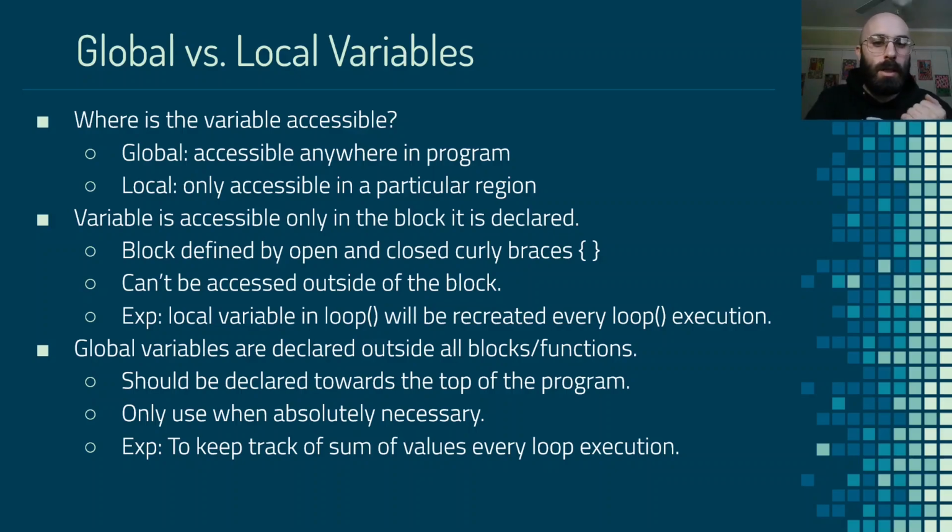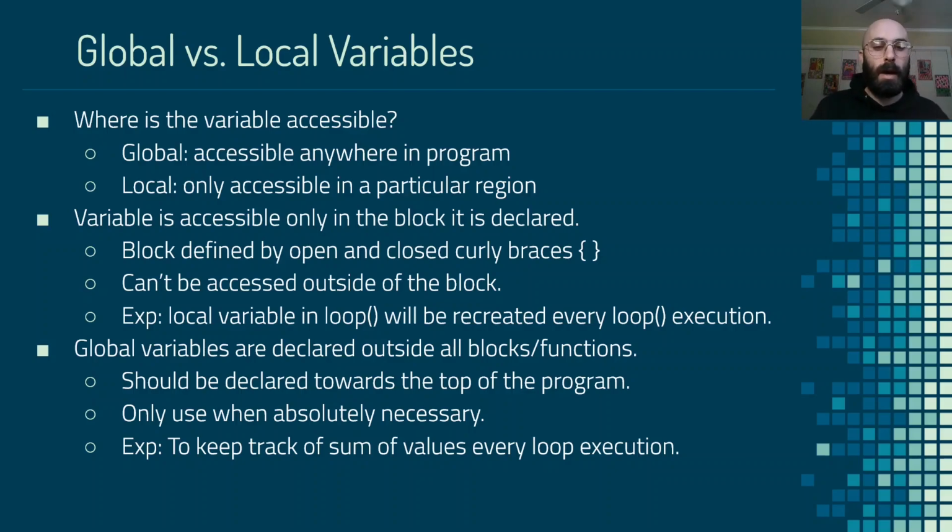A variable is accessible in the block in which it is declared, and a block is like these atomic parts of a program, and in Arduino, it's denoted by opening and closing curly braces. So if a variable is defined in between an open and a closing curly brace, it no longer exists after that closing curly brace and can't be accessed outside of that block.